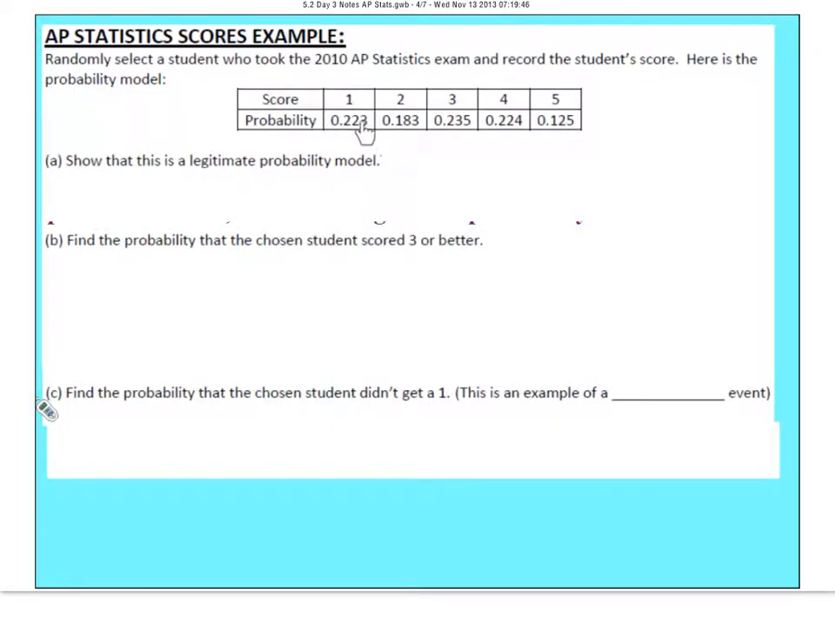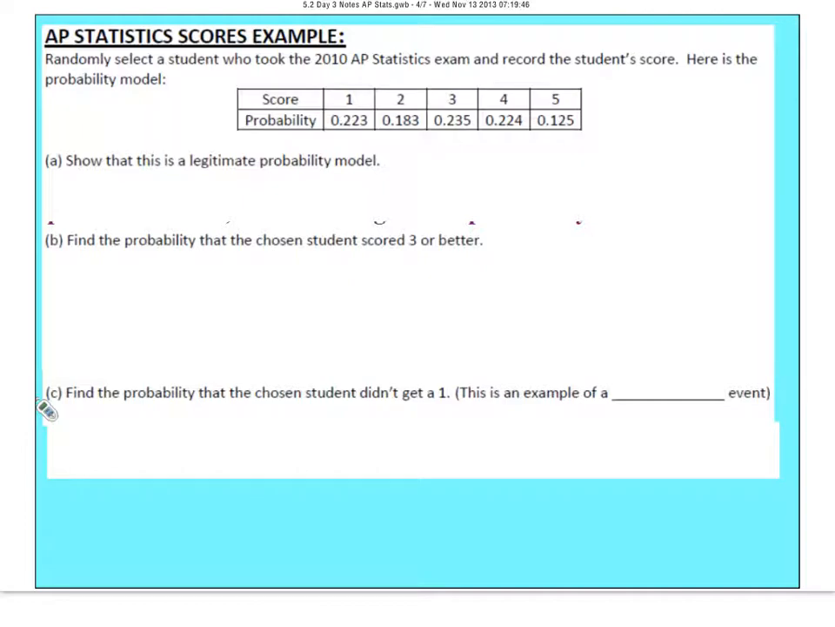Here we have a probability distribution. They randomly select a student who took the 2010 AP Stats exam and record the student's score. Here's the probability model. Well, you're going to get a 1, 2, 3, 4, or 5 on the AP exam. Those are all the possible outcomes. Here are the probabilities associated with the 2010 exam.